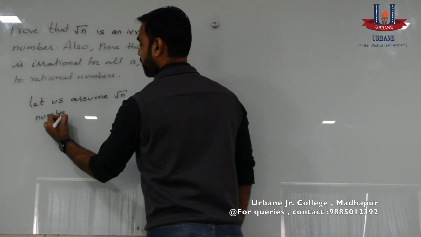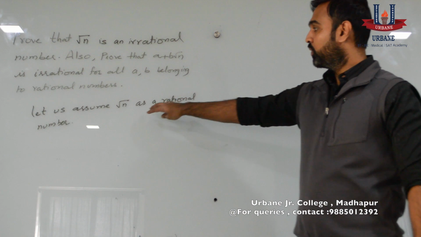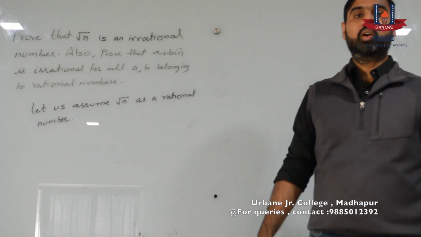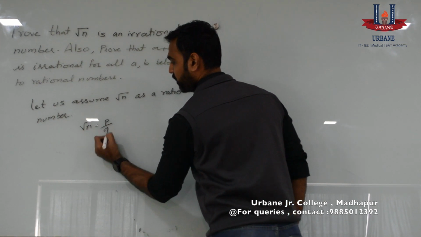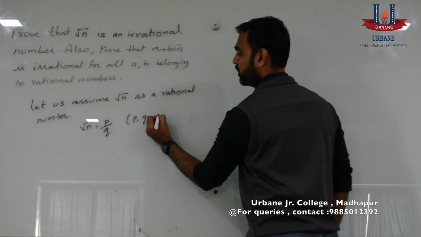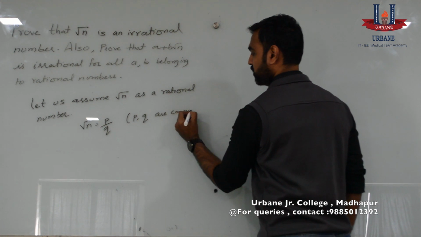What is a rational number? A number in the form of p by q, where p and q are integers such that q is not equal to 0. So I am assuming square root of n is equal to p by q. The condition here is p and q are co-primes.